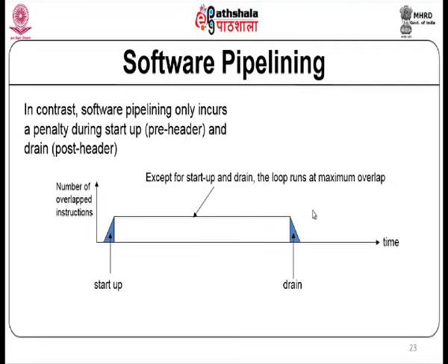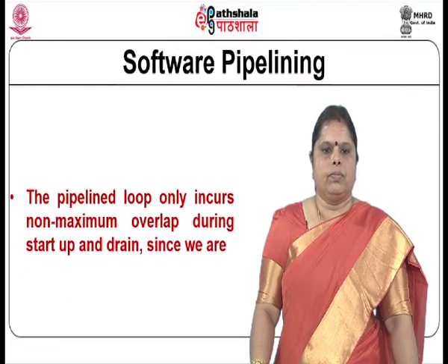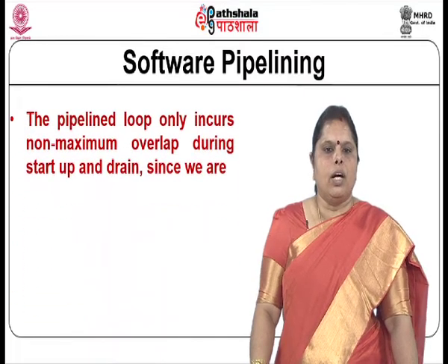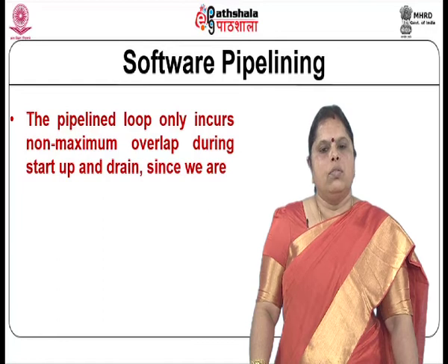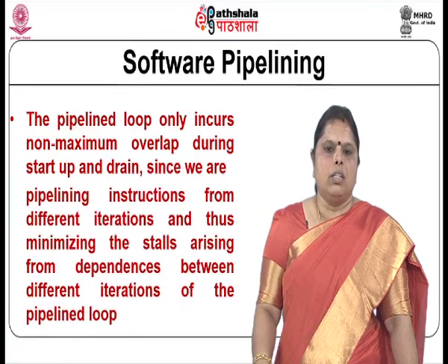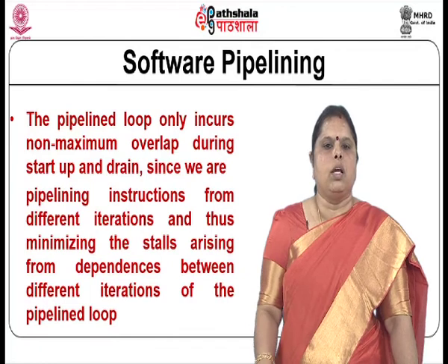But software pipelining is a more complex technique. To uncover the software pipelined loop itself, the compiler has to be very intelligent, whereas loop unrolling is a more primitive form of exploiting instruction level parallelism. The overheads associated with loop unrolling and software pipelining are basically different. The pipelined loop only incurs non-maximal overlap during the startup and drain, since the kernel is executed only once with a number of iterations.